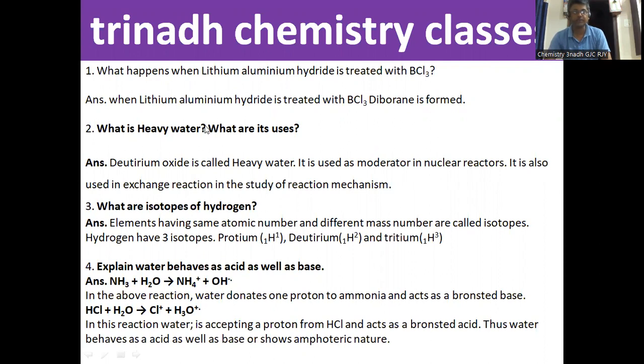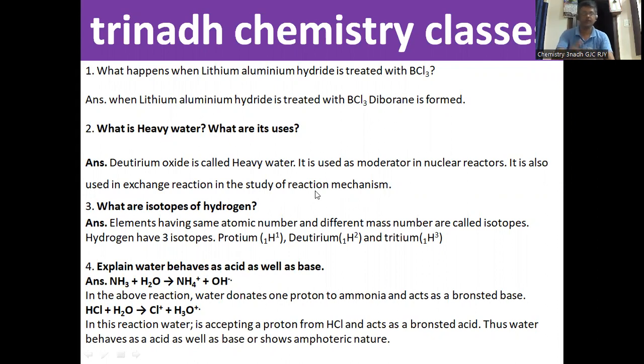Next one is, what is heavy water and write its uses? Deuterium oxide, D2O, is called heavy water. It is used as a moderator in nuclear reactors. It is also used in exchange reactions in the study of reaction mechanisms.